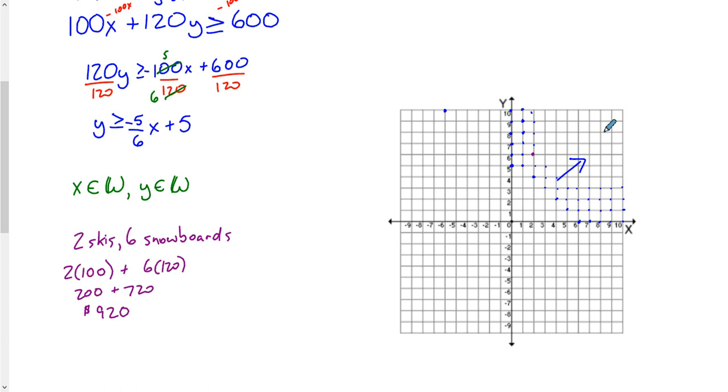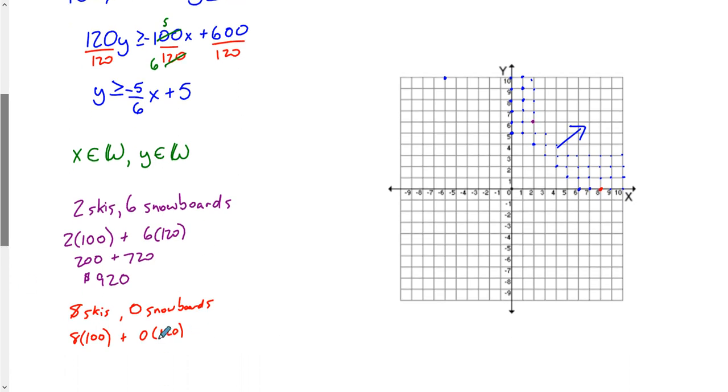Another one will be like right there. I could have 8 skis, there we go, and 0 snowboards. Using the exact same rationale, every single ski is $100. Every single snowboard is 120. Well, 0 times 120 is 0. 8 times 100 is 800. And there we go.